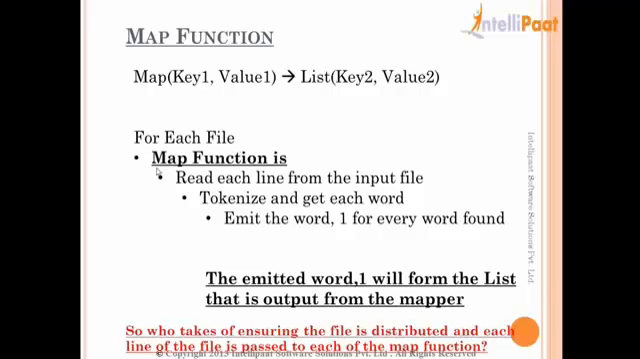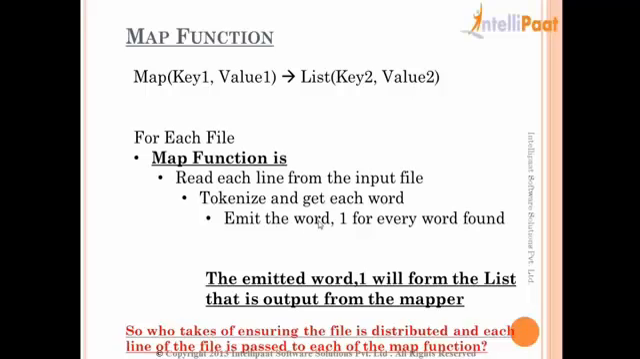So for each file, the map function will read each line from the input file, tokenize it to get each word, and for each word emit the word and 1. This is the logic you will write in the map function. You will not write anything beyond this; you will write only these 3 lines. The word and 1 will form a list that is going to get separated. So the output is word comma 1, word comma 1.